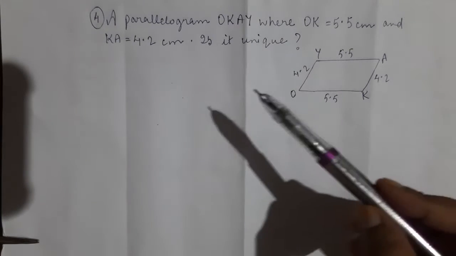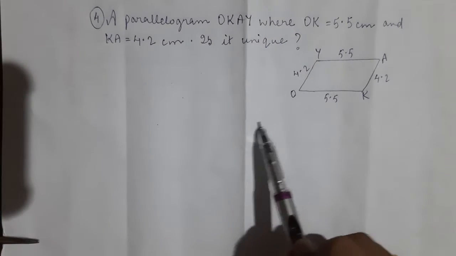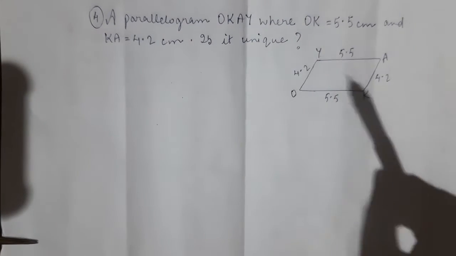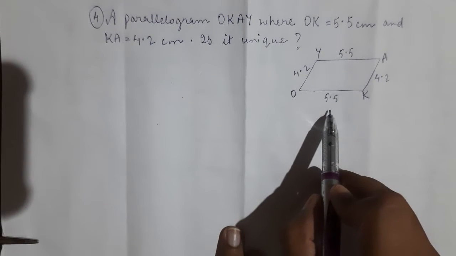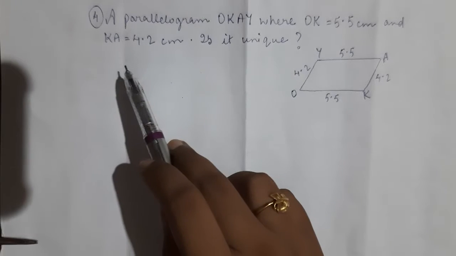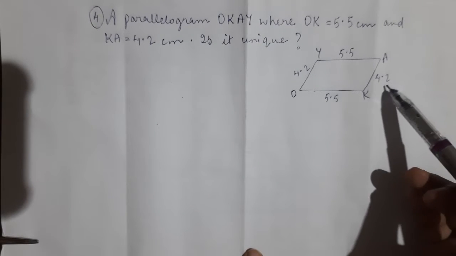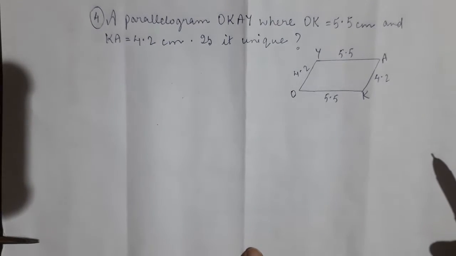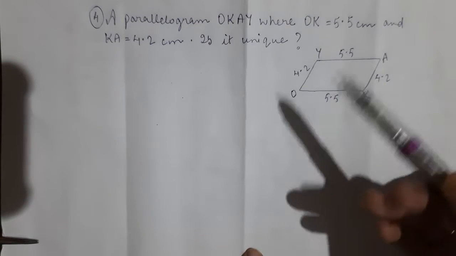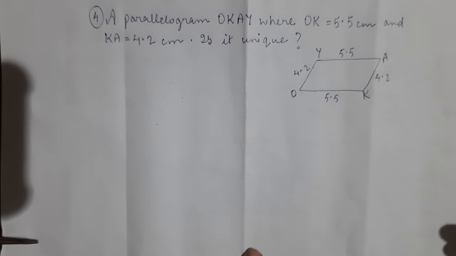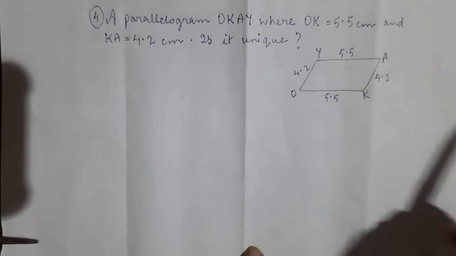So children, let us draw a rough sketch of a parallelogram. I have named it OKAY. OK is 5.5, KA is 4.2. In a parallelogram we all know the opposite sides are equal and parallel. Therefore, if this side is 4.2, this side also will be 4.2. If OK is 5.5, then the opposite side, that is YA or AY, will also be 5.5, isn't it? So this is the rough sketch of the parallelogram.